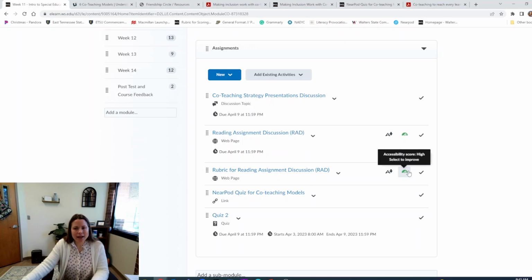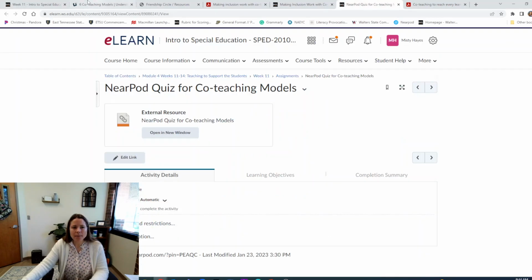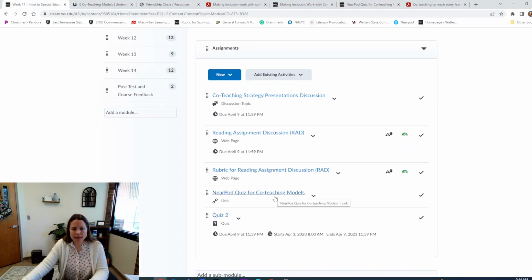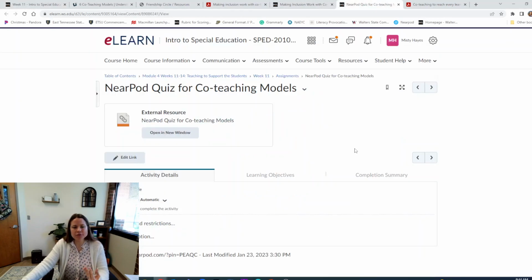There is not a PowerPoint presentation. There is a presentation for a Nearpod quiz. So you'll see it underneath assignments. So just make sure you do that because it gives you feedback on the different co-teaching models.